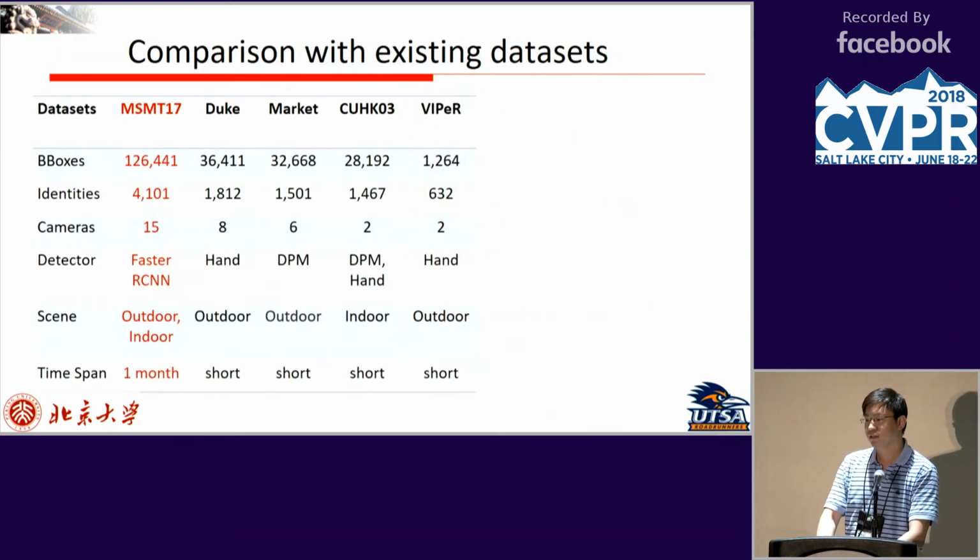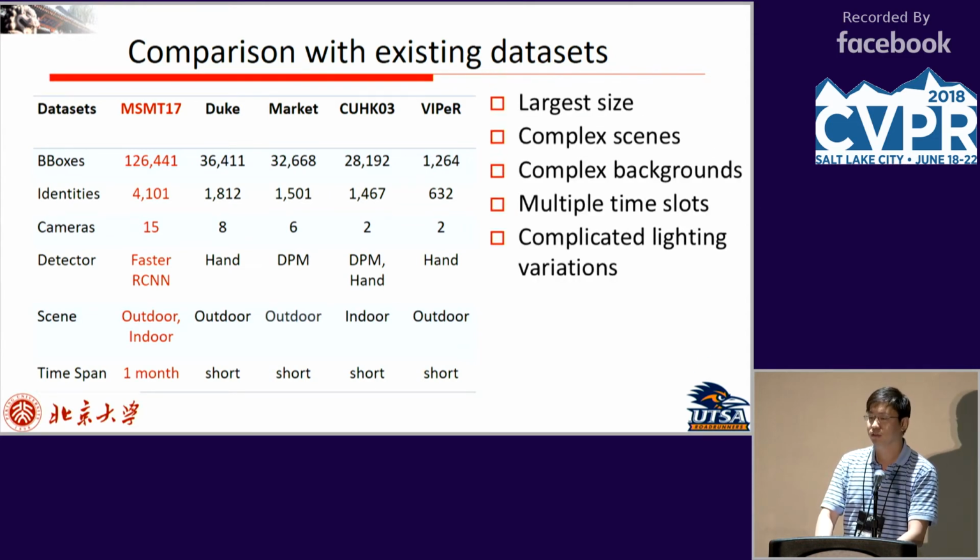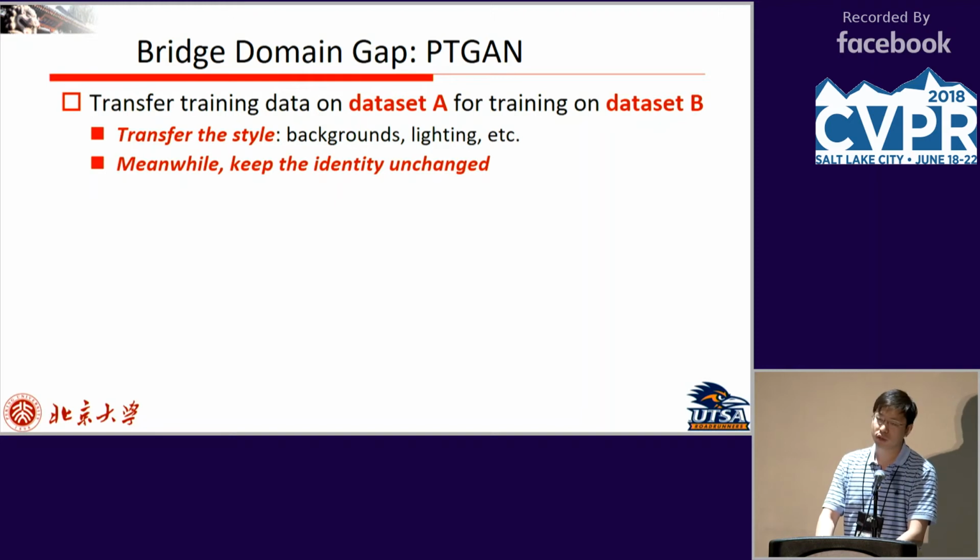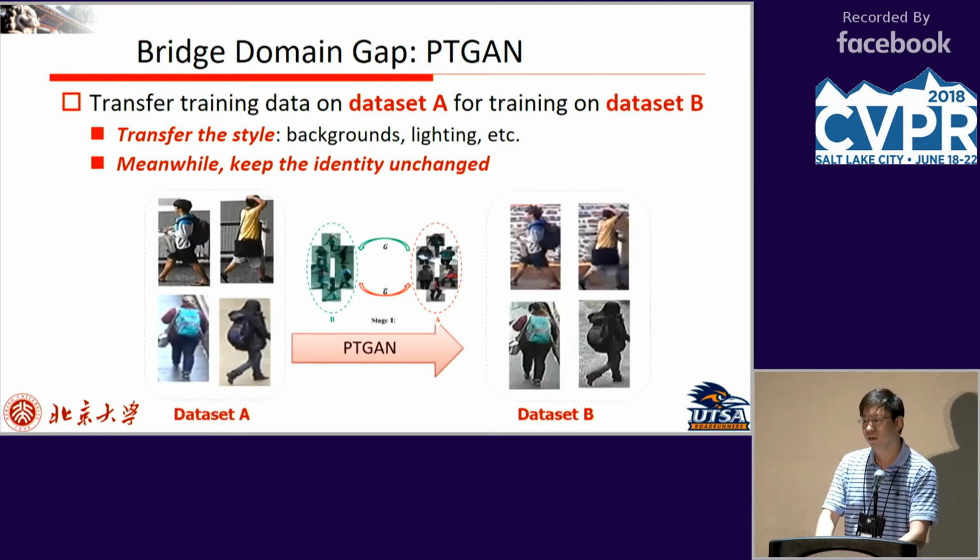Okay. This is a comparison with existing datasets. You can see MSMT has the largest size, complex backgrounds, multiple time slots, and complicated lighting variations. Another thing we do is we propose a PT-GAN to bridge the domain gap. The goal is to transfer the training data on dataset A for training on dataset B. In PT-GAN, first we transfer the style, like the backgrounds, lighting, and so on. Meanwhile, we keep the identity information unchanged.